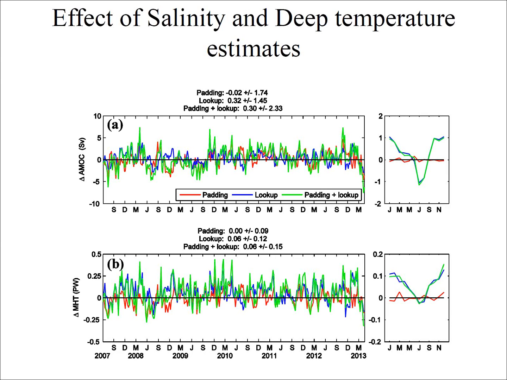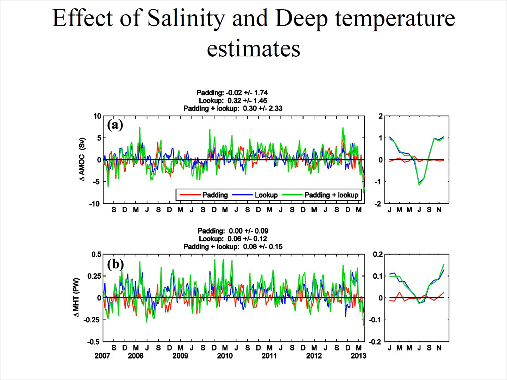So we can see that generally padding brings no bias, no mean bias, and the lookup is what caused the whole bias here, both in the heat transport and the AMOC. But in general, the variability is pretty similar, so they both contribute to the total variability.